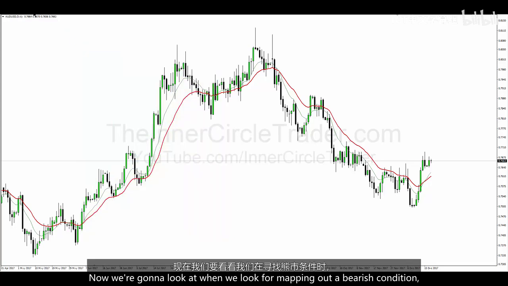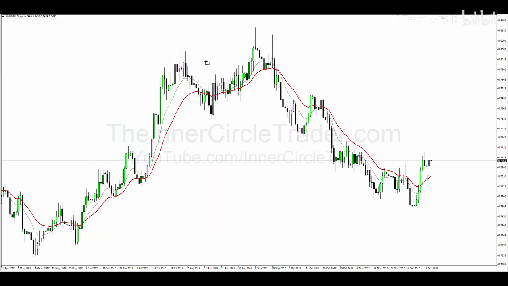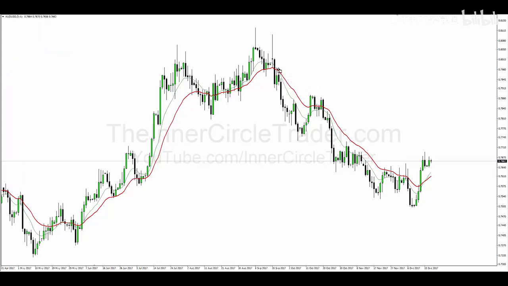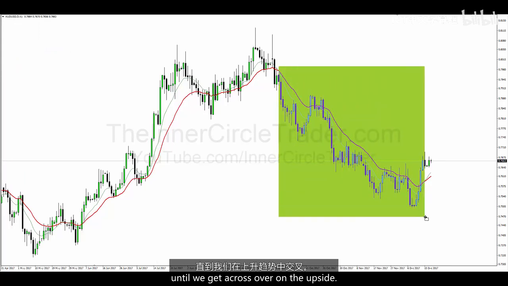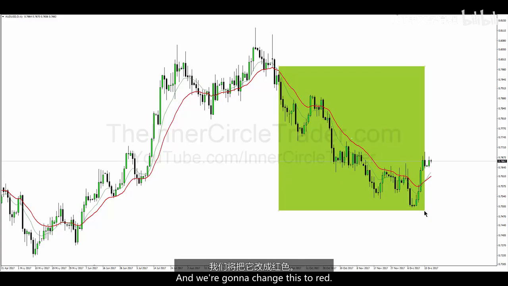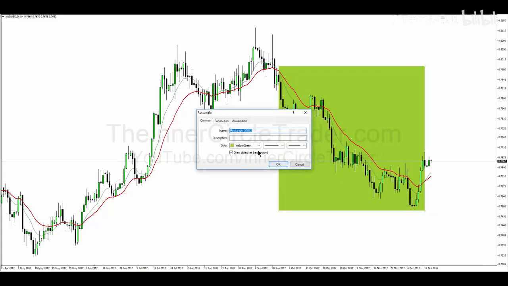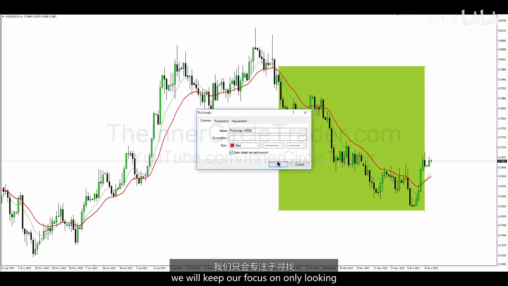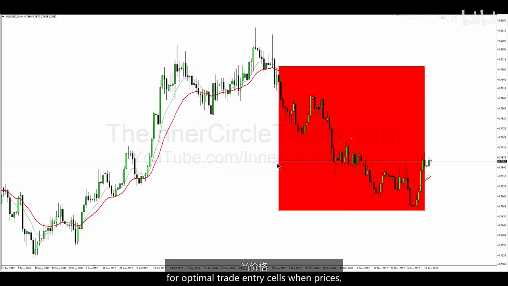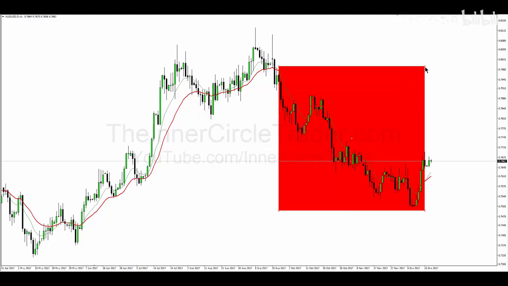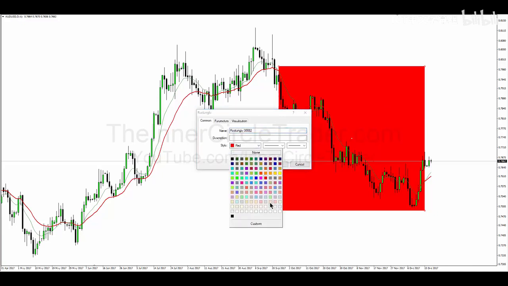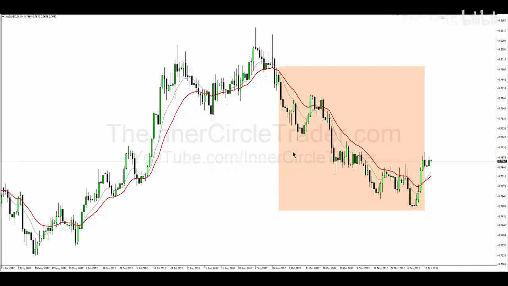Now we're going to look at mapping out a bearish condition. Okay, and we're going to look for the crossover here. And we're going to drag that down until we get a crossover on the upside. And we're going to change this to red. So that way everything inside this red shaded area, we will keep our focus on only looking for optimal trade entry sells when prices, whoa, that's a little too much now, isn't it? Let's do this. Yeah, that's a little bit friendlier on the eye.